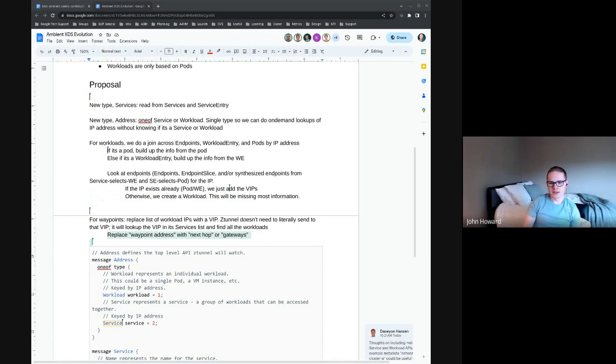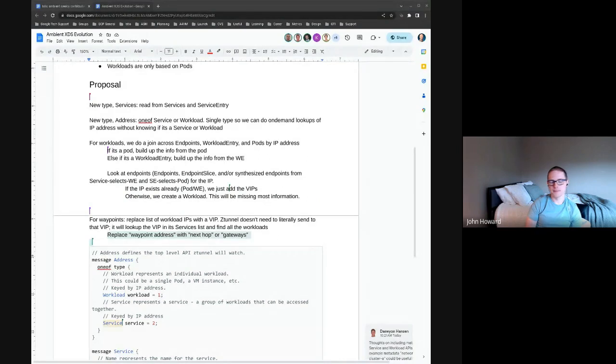Now the Z-tunnel wouldn't literally send it to that VIP. It would be smart enough to look at the VIP and say, okay, here's this VIP. I also know this VIP is actually the waypoint service. That waypoint service has these workloads associated, so I'm going to load balance across those workloads. When I described that, it sounded complicated, but it's pretty simple in the actual implementation. It's basically just a key into the service, which has a list of workloads, rather than sending the whole list there.